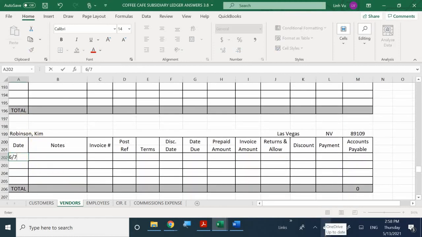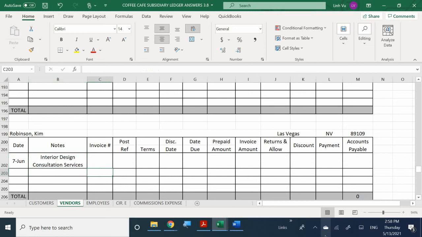So here, it's the 7th. And now, the note here is this was an interior design consultation. Services, whatever you want to place here. We didn't make a payment to her just yet. However, the invoice number was 1542. That's what she billed us.